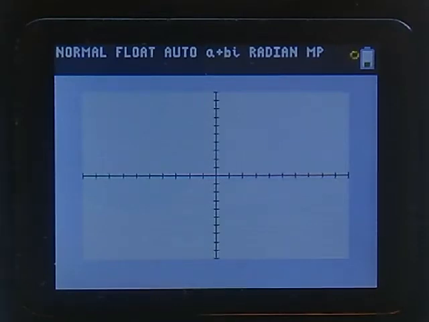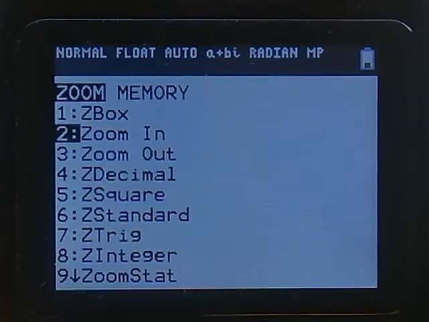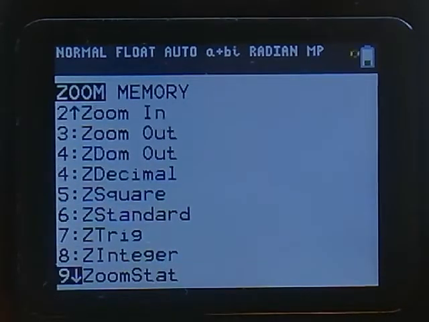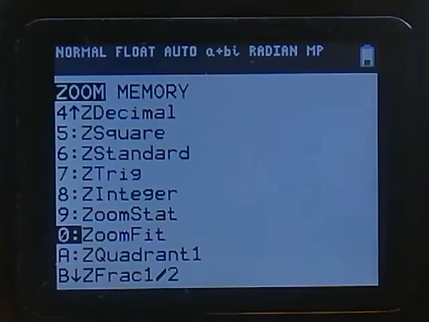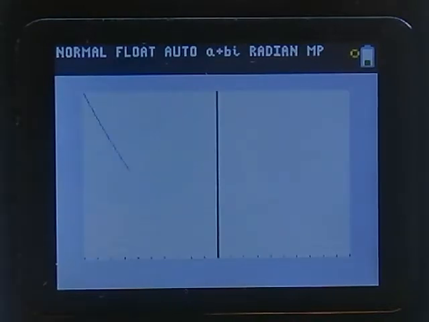I got nothing on here. Well, sometimes the best thing to do when you get nothing is to hit zoom fit, and let's go down and see what fit says. Sometimes it'll look for the data and it'll plot it. There's zoom fit. There we go. Now we got a parabola.